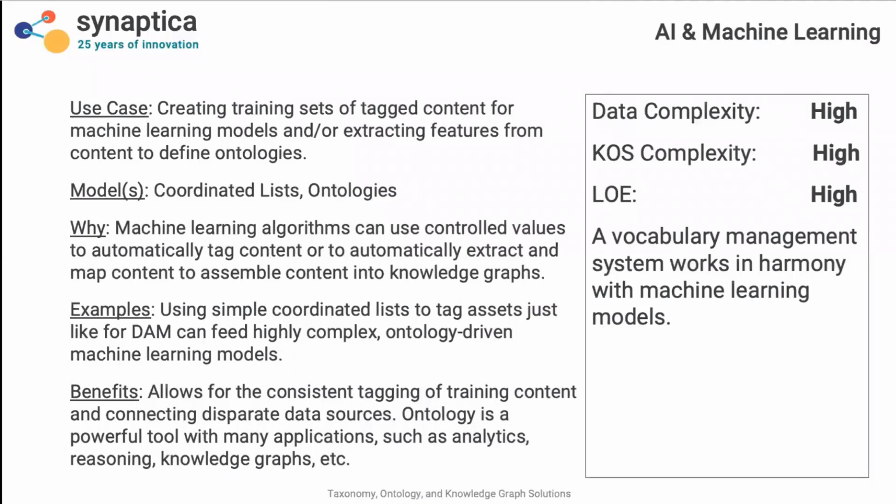in knowledge graphs. And some of the benefits: it allows for the consistent tagging of this training content and connecting these disparate data sources. Likewise, it can help with the mapping of existing ontologies or the identification of new ontologies, allowing for analytics and reasoning.